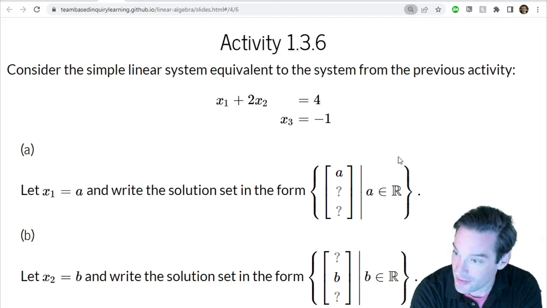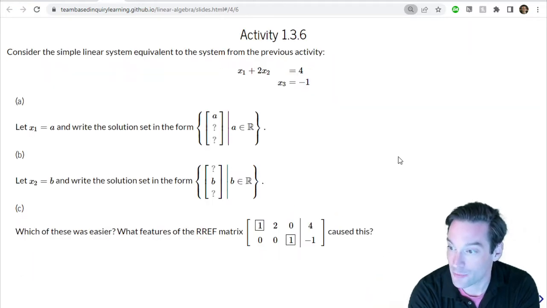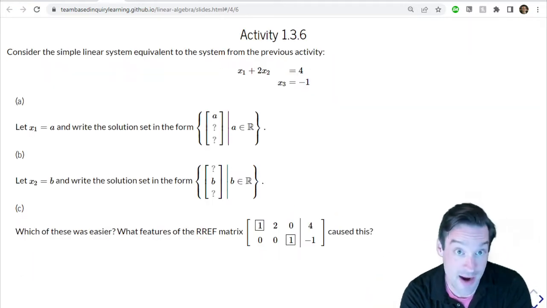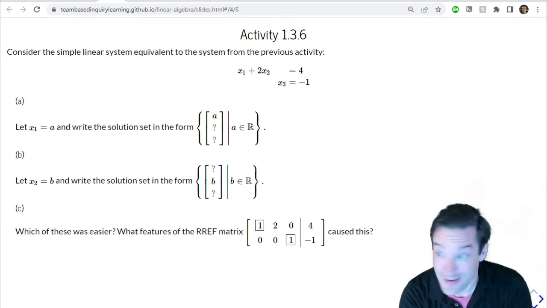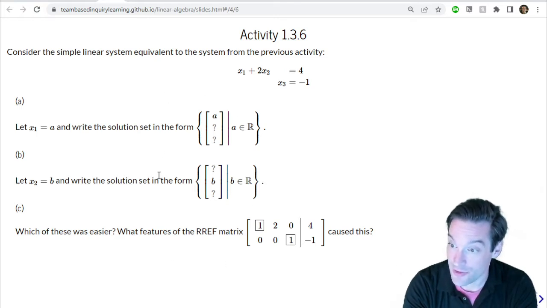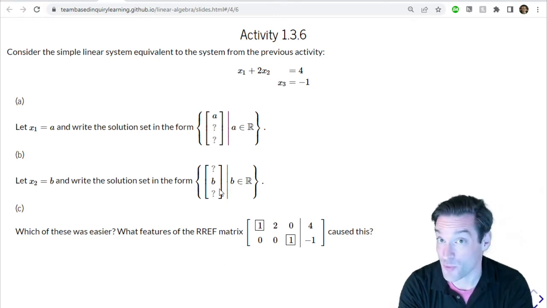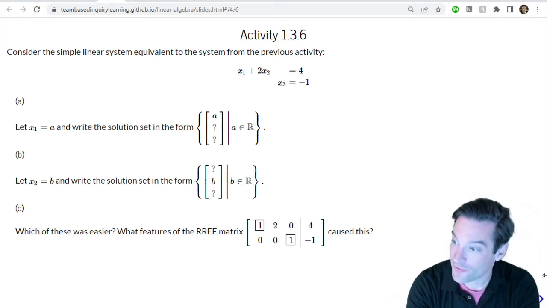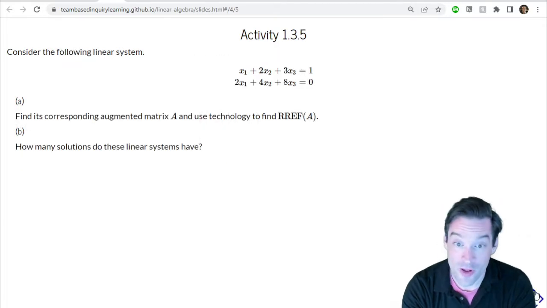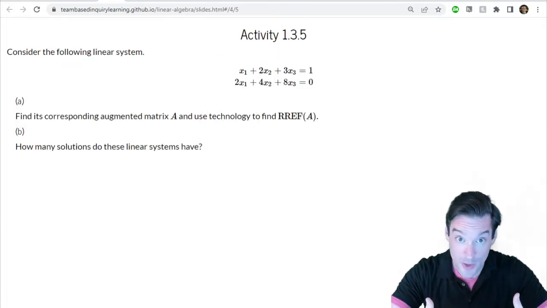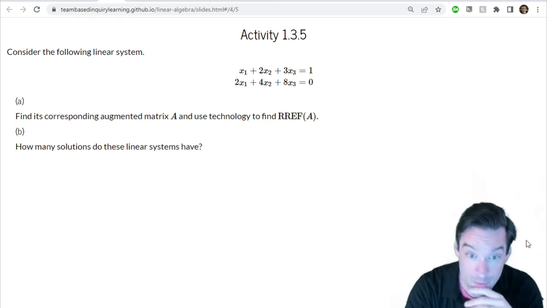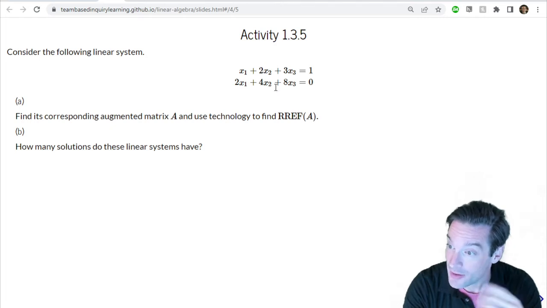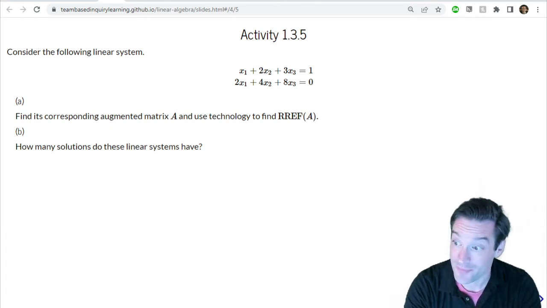But what it does is it invites you to go through the work of figuring out how to write that solution set by assigning meaningless parameters to one of the variables. And in this example, it actually asks you to do that in two different ways and see if you can quantify which one of them was easier. So I want us to come away from this last pair of activities, which you'll do in sequence, with two things. First of all, some practice converting between equation form and augmented matrix form, back and forth. And then getting information out of the reduced row echelon form of a matrix.